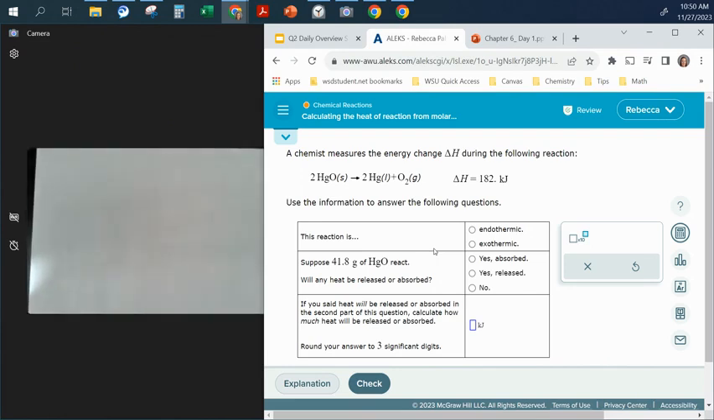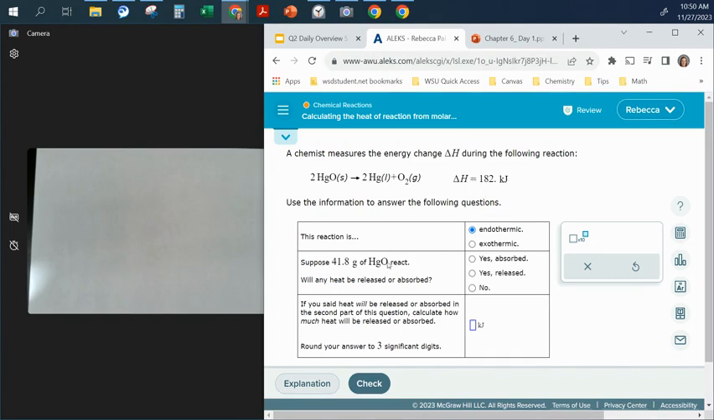All right. So this one says we have mercury oxide, and then it splits into mercury and oxygen gas. Okay, first, is this endothermic or exothermic? Endothermic, good. And how do you know that? Good. All I have to do is look here. This is positive, that's endothermic.